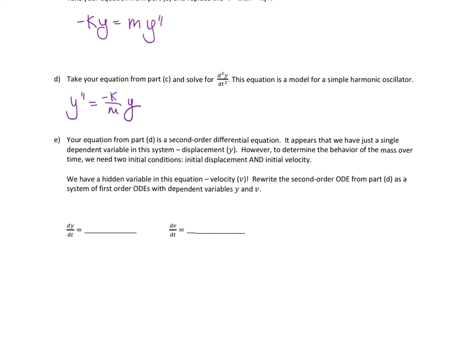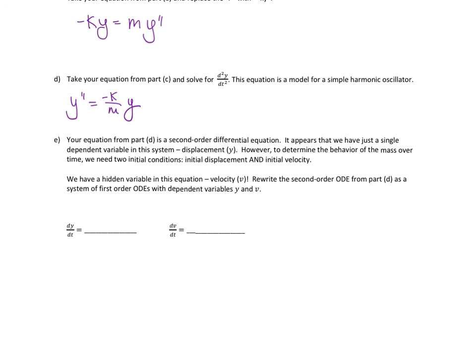The equation from part D is called a second order differential equation because it has a second derivative in it. It appears that we have just a single dependent variable in this system, displacement, or y. However, to determine the behavior of the mass over time, you would need two initial conditions, initial displacement and velocity. So we have a hidden variable in this equation, velocity, v. We're going to rewrite the second order differential equation as a system of first order differential equations where I now have two variables, y and v.